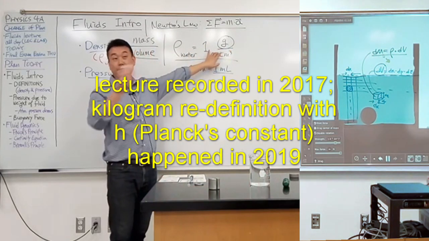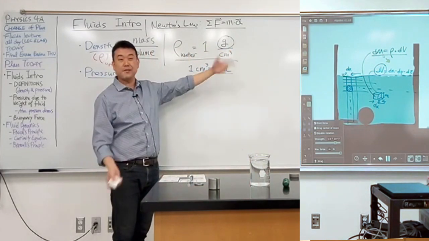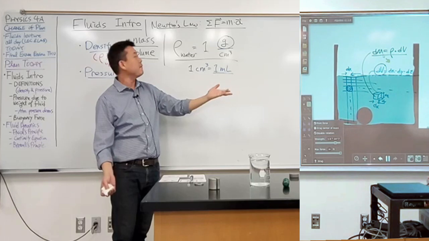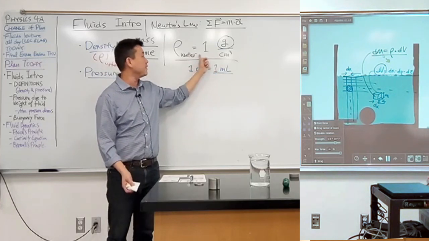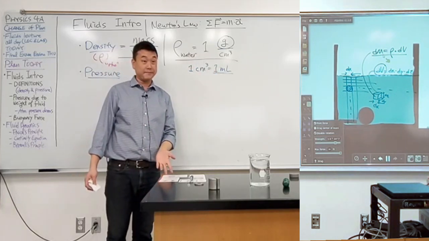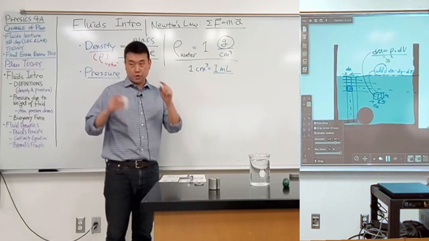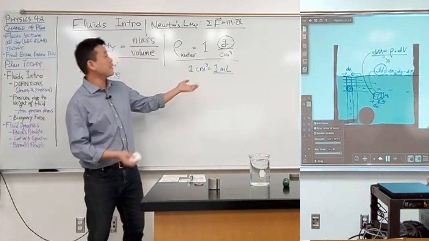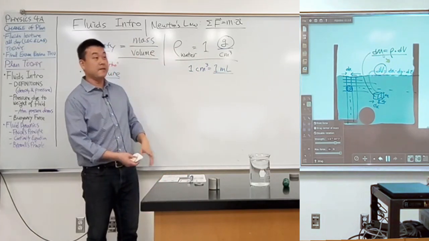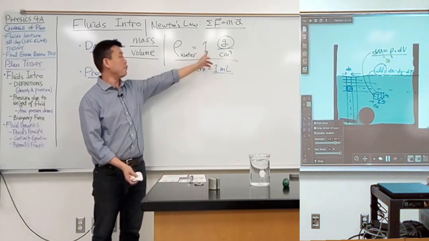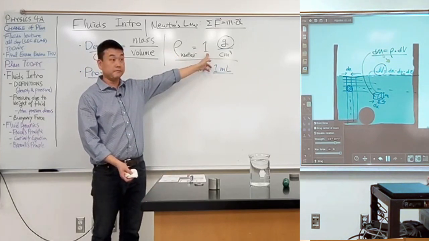And whenever we redefine these units, we always redefine it in a way that we don't have to change the general idea of how much 1 gram is. So with the current definition of gram, it still works out that the density of water is very nearly 1 gram per cubic centimeter.